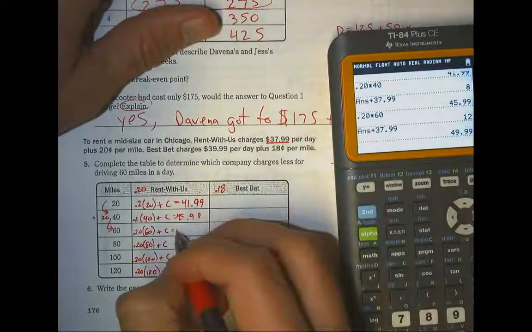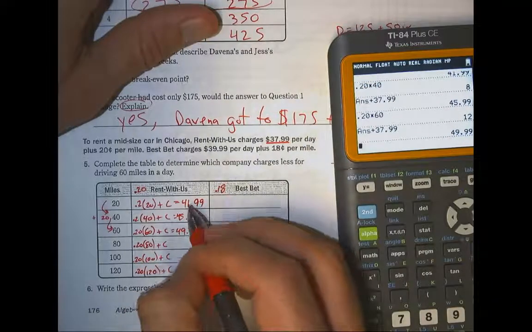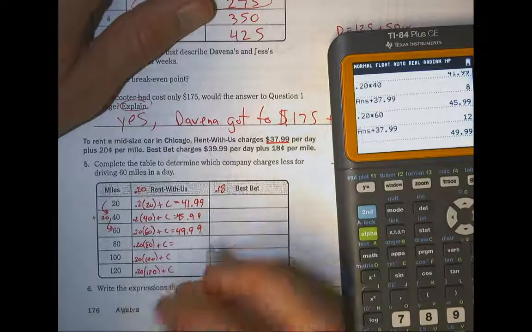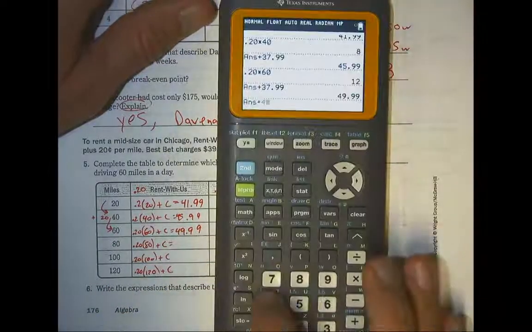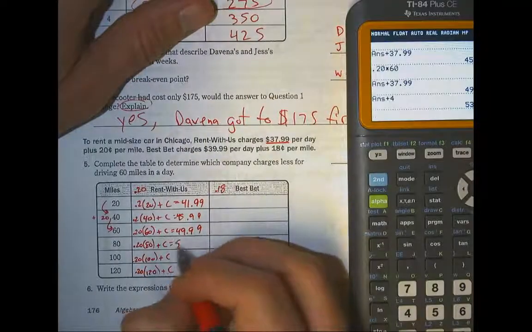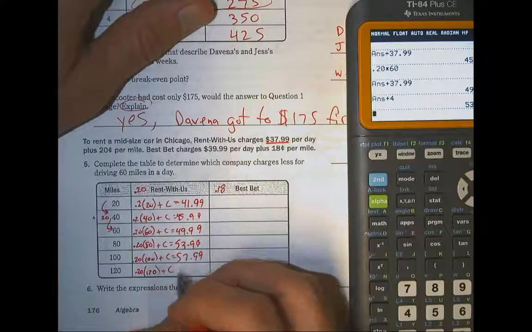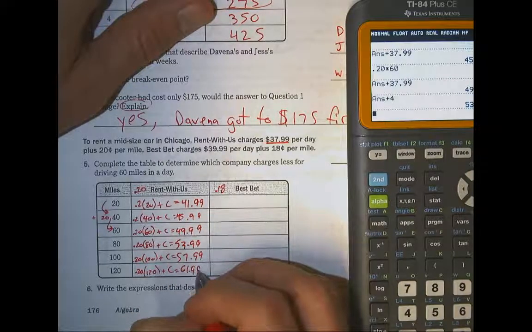And that's $49.99. If you look at these costs, 41, 45, 49, it's going up by 4. So since this continues to go up by 20s, I can just keep adding 4 to it. So plus 4 would be $53.99, plus 4 would be $57.99, and plus 4 would be $61.99.